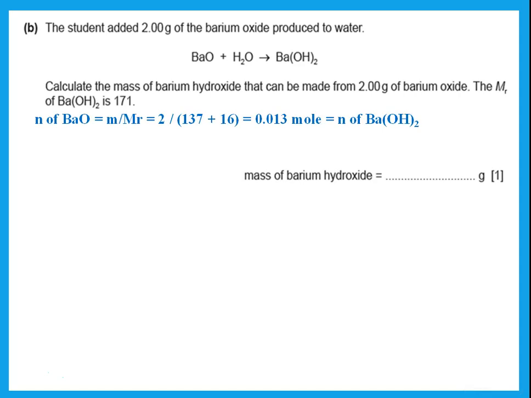So I need to get the number of moles of the barium oxide first, and from the equation, the number of moles of the barium oxide is the same as the number of moles of barium hydroxide. So how do I get mass of barium hydroxide? Number of moles times Mr, and he already gives me the Mr, so my total mass would be 2.22.